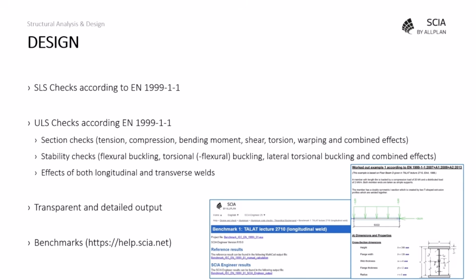Then the ULS checks can be performed. Both section checks and stability checks are executed. As you can see here, the individual checks like tension, compression, and so on, including the effects of longitudinal and transverse welds. As we saw in our first example, we can obtain a detailed output with formulas, with references, so you can clearly follow the checks starting from the internal forces until the final overall unity check.